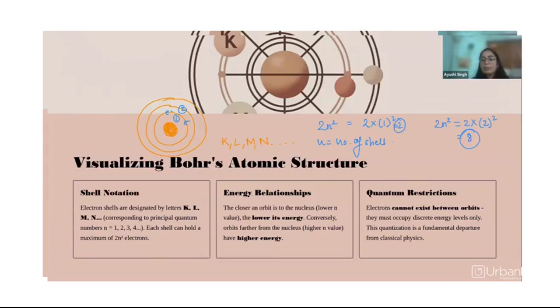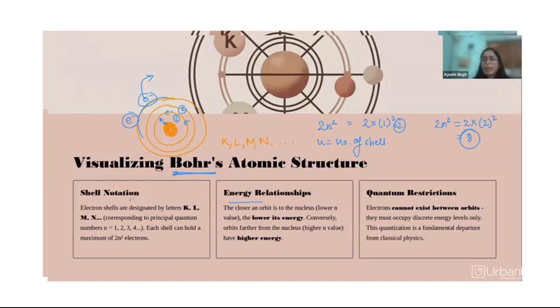Now, Niels Bohr also talked about the energy relationship. He said the shells which are closer to the nucleus have a low energy level, and the farther the shell is from the nucleus, the higher its energy level. That's why electrons get excited. So he was able to give the reason for electron excitation, or change in the energy level of an electron. This idea came from this genius.